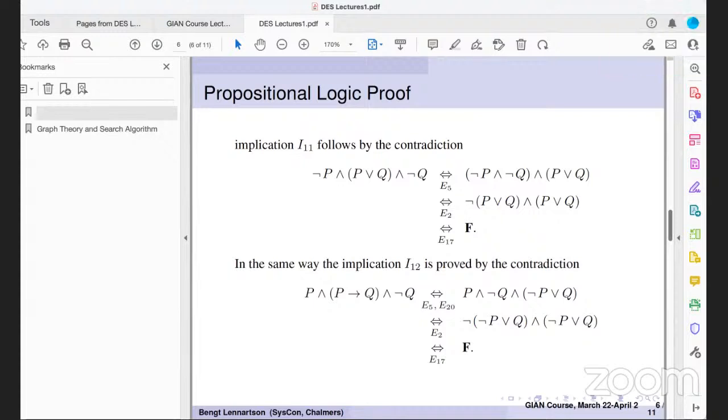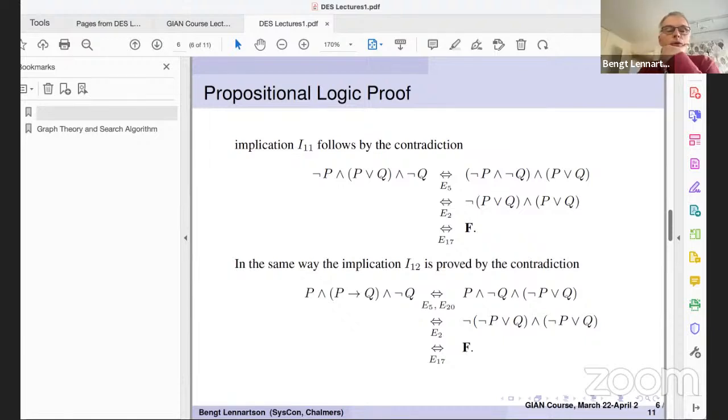If I'm not wrong, it is the same slide, there's no transition of slide. It is showing to us P and P implies Q and not Q. This is slide number 65.